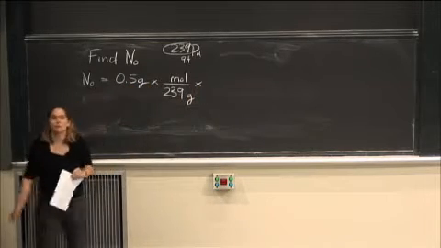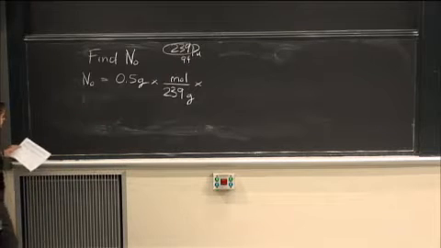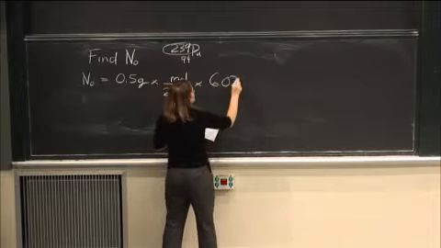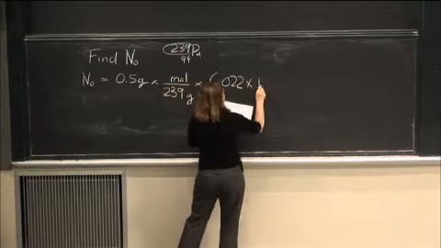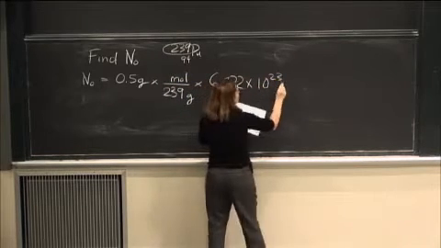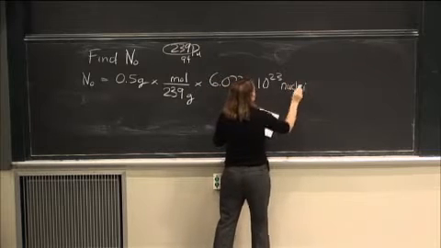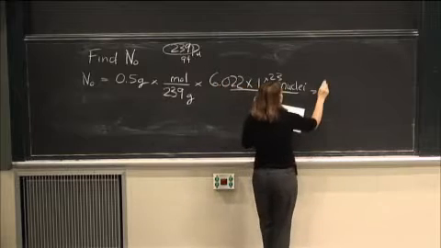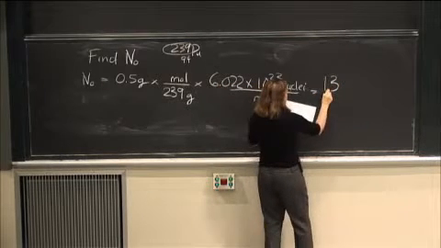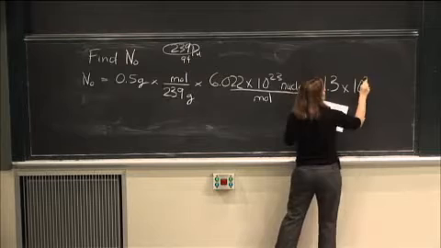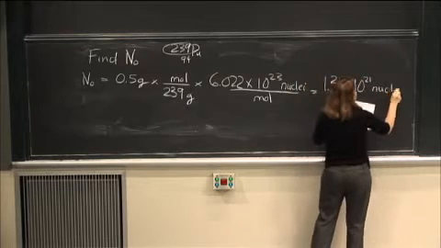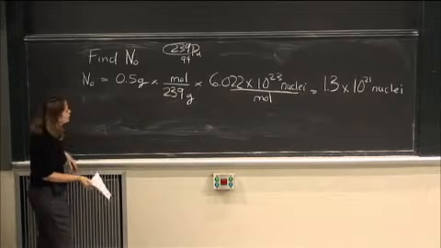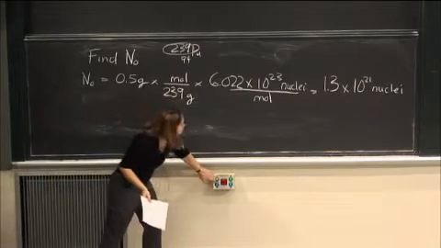So how do we go from moles to molecules? Avogadro's number, 6.022 times 10 to the 23rd. This time we're going to talk about it in terms of nuclei per mole. And so that's going to give us 1.3 times 10 to the 21 nuclei. OK, so now we know the original number of nuclei.